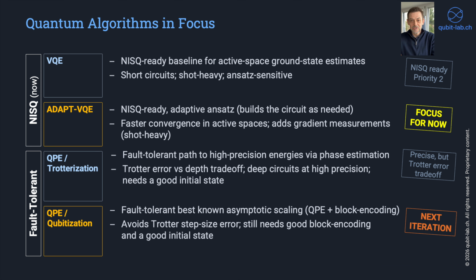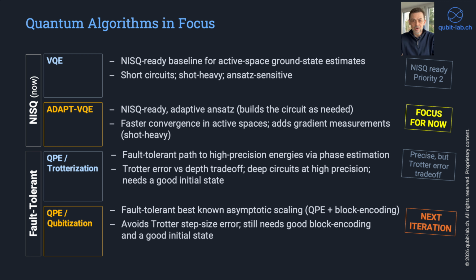Given those near-term constraints, here is the short list of algorithms that matter, split into what we can do now versus what becomes relevant once we have fault-tolerant hardware. At the top are the NISQ options. VQE is the baseline, short circuits, but lots of measurement shots, and results depend on ansatz quality. Adapt VQE is often the more practical focus for now, because it grows the ansatz step by step and can converge more efficiently, although it is still shot-heavy due to the additional gradient measurements.